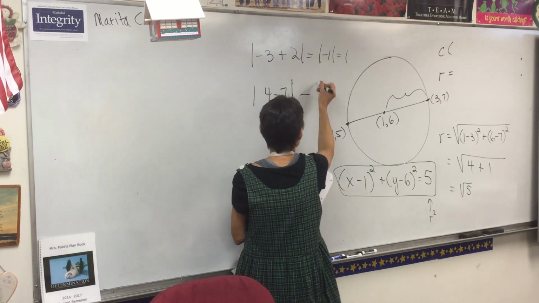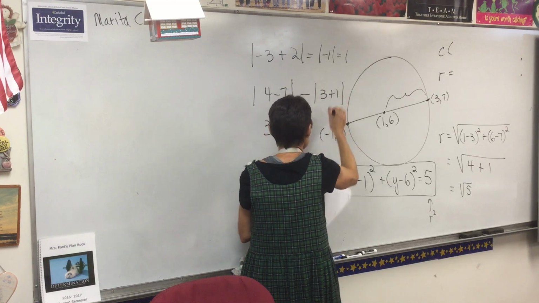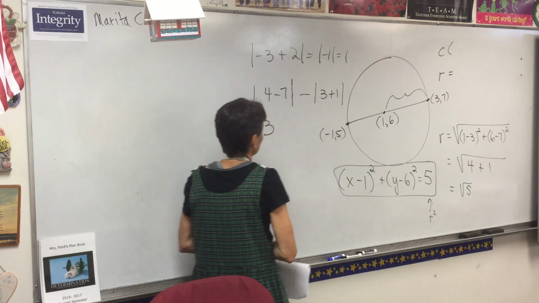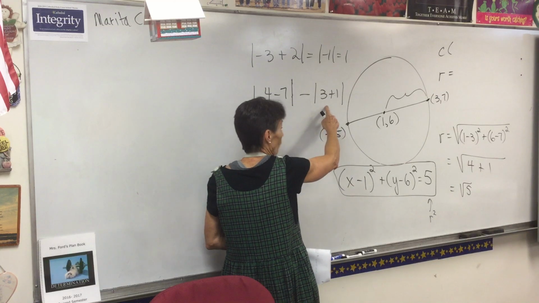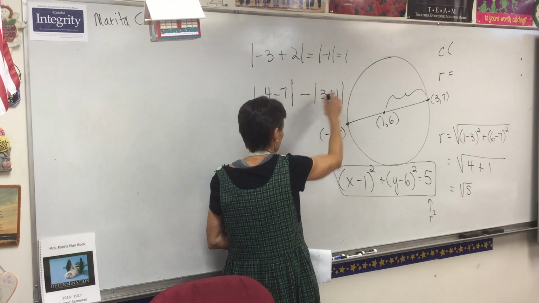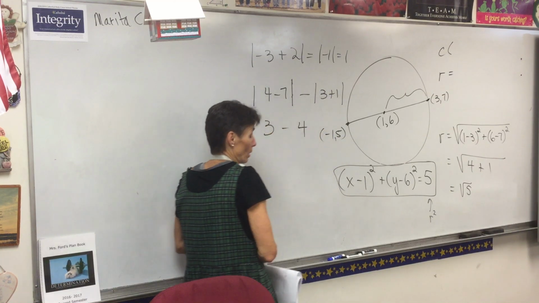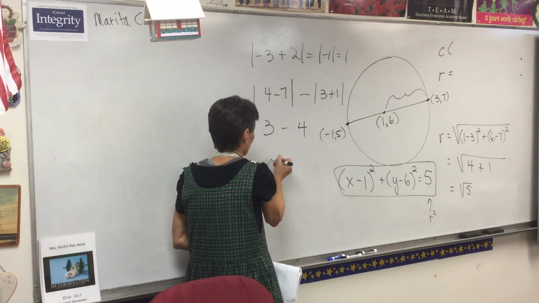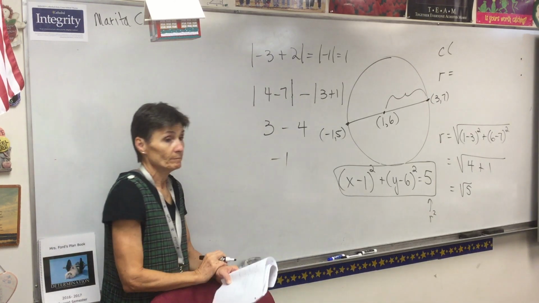And then we have minus this. Alright, what's inside the second absolute value? 4. Yes. And the absolute value of 4 is 4. So 3 minus 4 is -1.